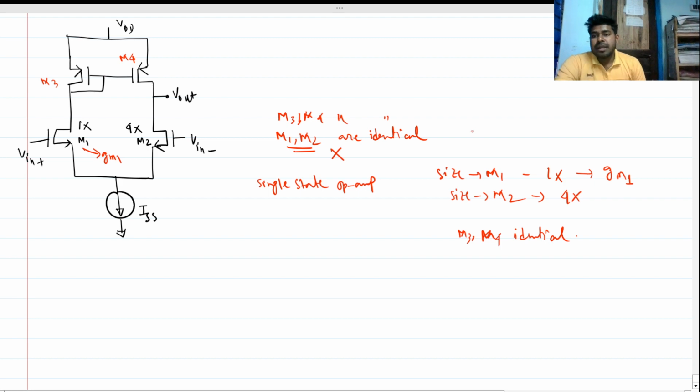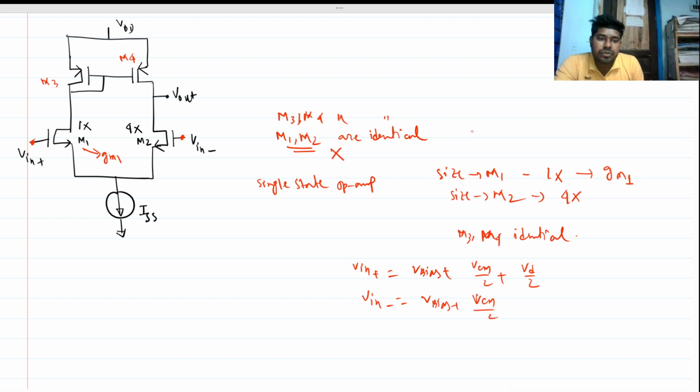Now the question, and there is a differential voltage applied here. We know that V in plus is V bias plus VCM by 2 plus VD by 2, and our V in minus is V bias plus VCM by 2 minus VD by 2. So this is our input. The first question is, what is the current through this branch and through this branch, because these two MOSFETs are not the same here? What do you think the current through each branch would be?